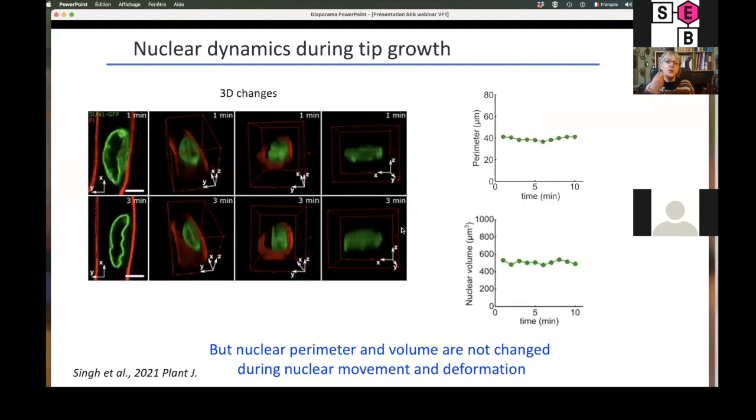Interestingly, when we look at the perimeter and nuclear volume, there is not so much change. So it seems that there is really a 3D reorganization of this nuclear volume, nuclear shape during root hair development.